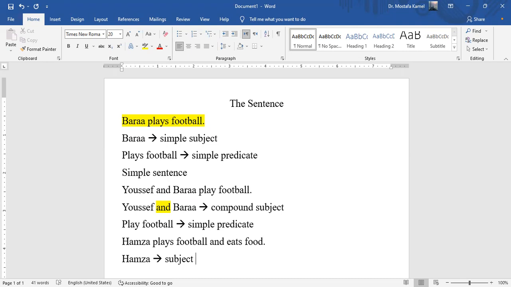Compound. How many subjects do we have here? Hamza, only one. So if we have only one subject, is it simple or compound? Simple. Very good.